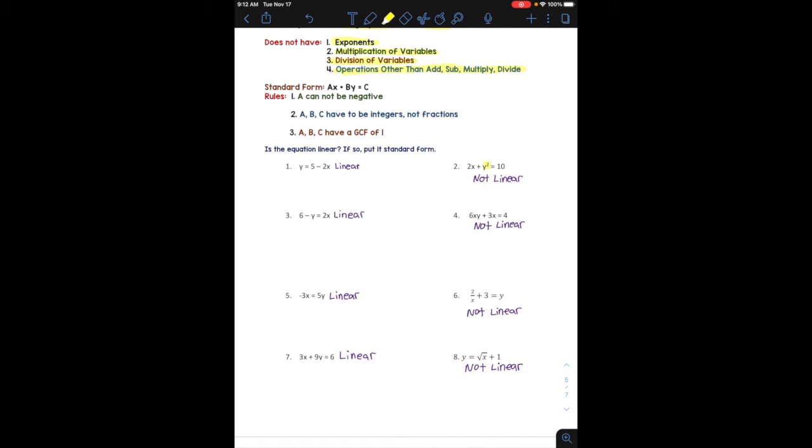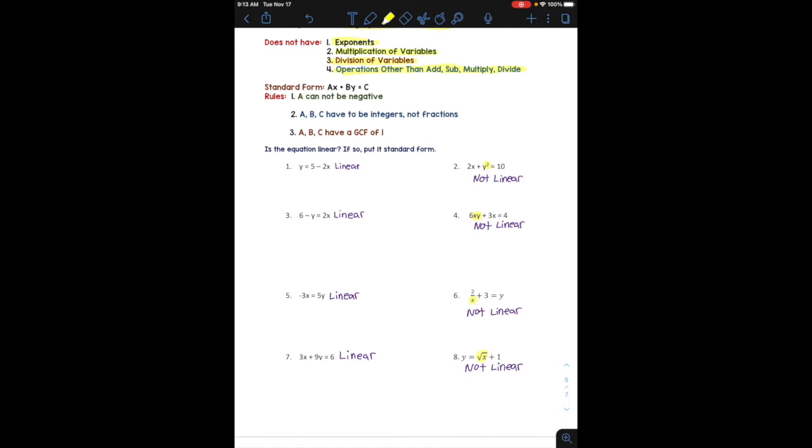Let's go through all the even ones one more time just to describe why it's not linear. Number 2 isn't linear because it has an exponent. Number 4 isn't linear because the variables are being multiplied. Number 6 isn't linear because we're dividing by a variable. And number 8 isn't linear because we have a different operation in this equation other than add, subtract, multiply, divide. We have a square root, so that would represent not linear. If we were to graph 2, 4, 6, and 8, we would not get a line on the coordinate plane. If we were to graph 1, 3, 5, and 7, we would get a line on the coordinate plane.